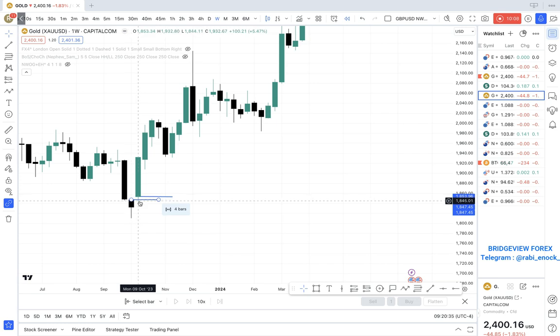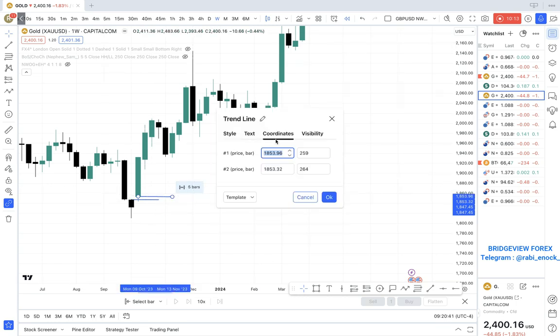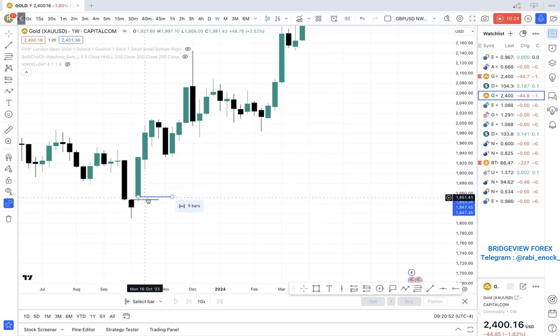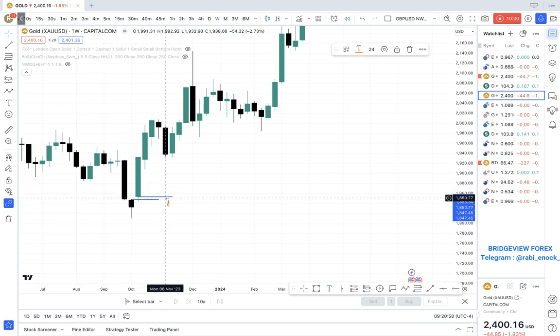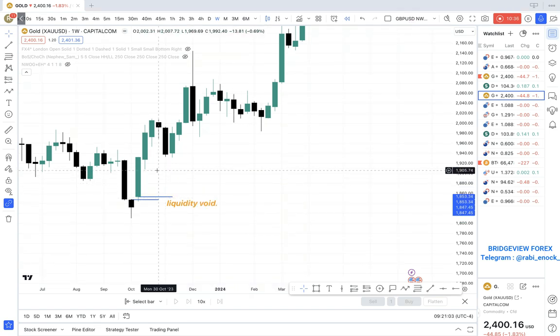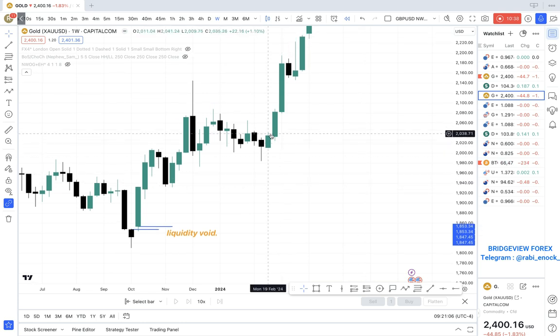The open is 85334. So this is where they put their liquidity void. Liquidity void. And then you come for your fair value gap as well. This is a fair value gap. This one. There's a fair value gap.